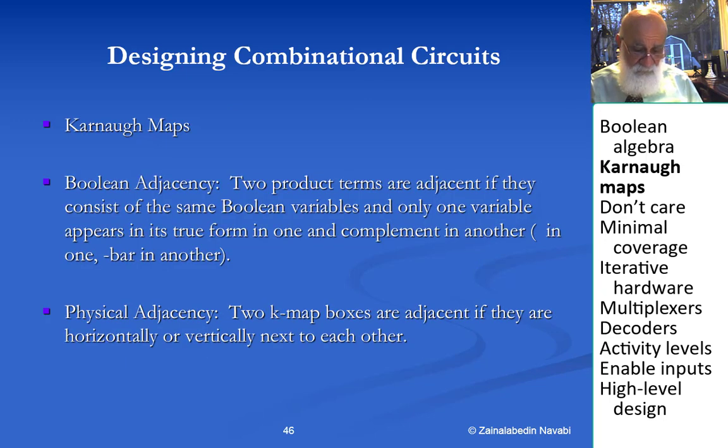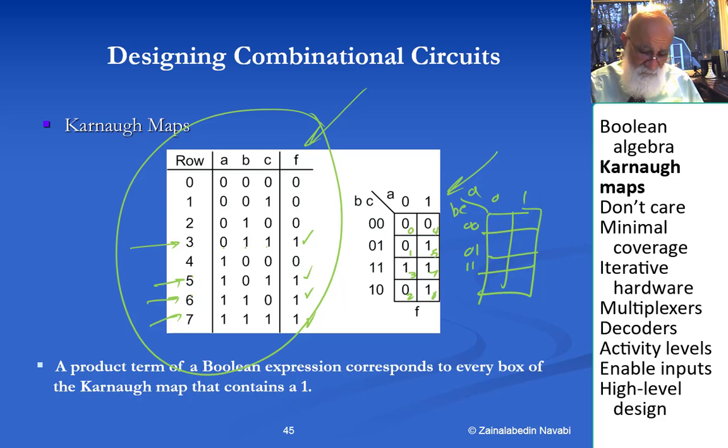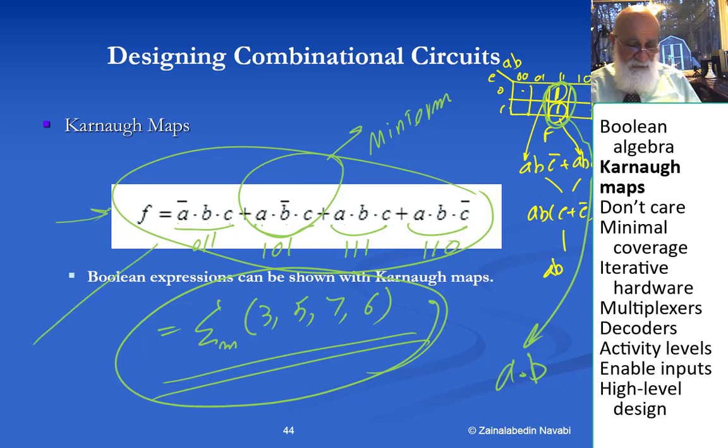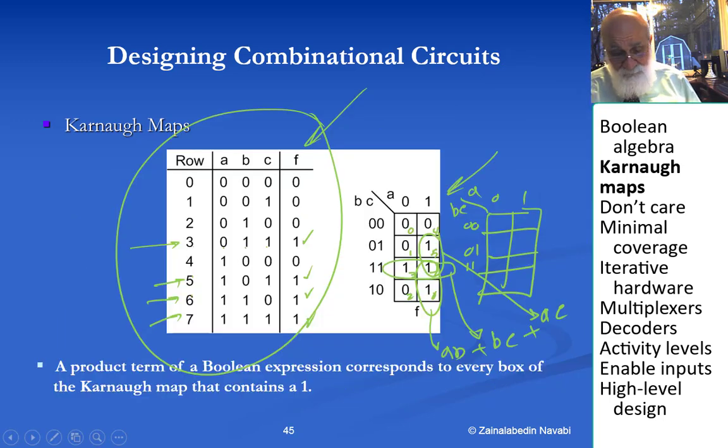Now, in order to be able to reduce this, I'm going to look at these two terms. Okay? They share BC. These two, they share AB. These two, they share AC. And therefore, the resulting Boolean expression for this is exactly what I'm showing over here: AB, BC, and AC. All right.